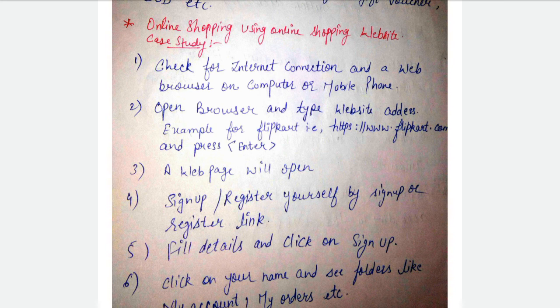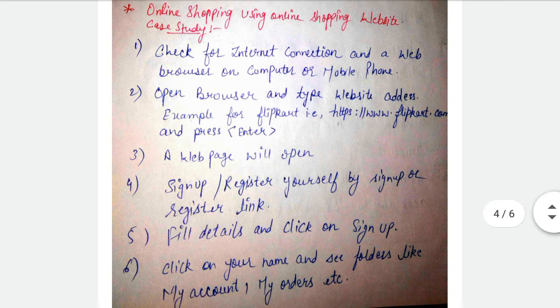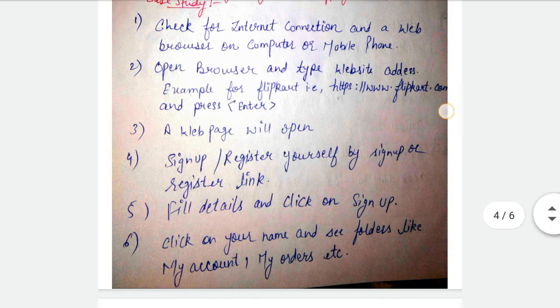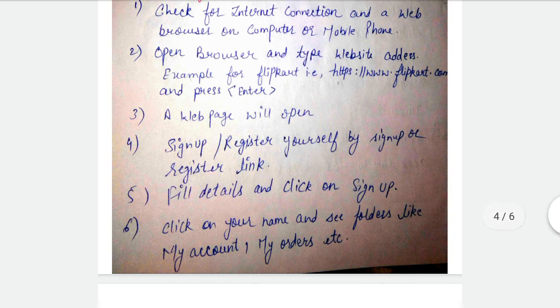Now, online shopping using online shopping websites. It is a case study of what you have to do. Firstly, you have to check the internet connection for any online shopping website. If you are going to the online shopping website, you need a good internet connection. Then you have to open the web browser and type the web address. Then you have typed the web address of that particular website, you have to press the enter button, and then a web page will open.